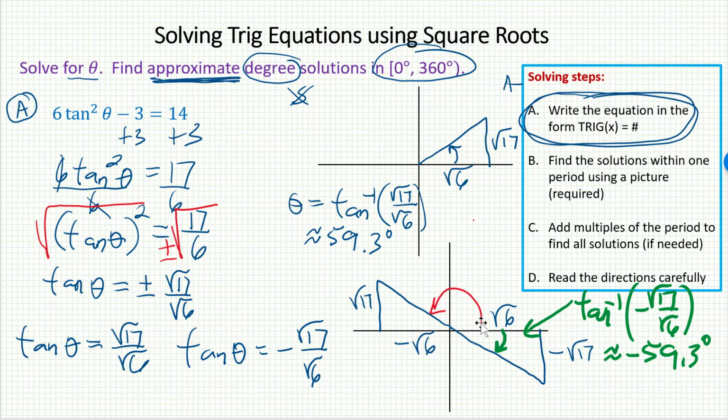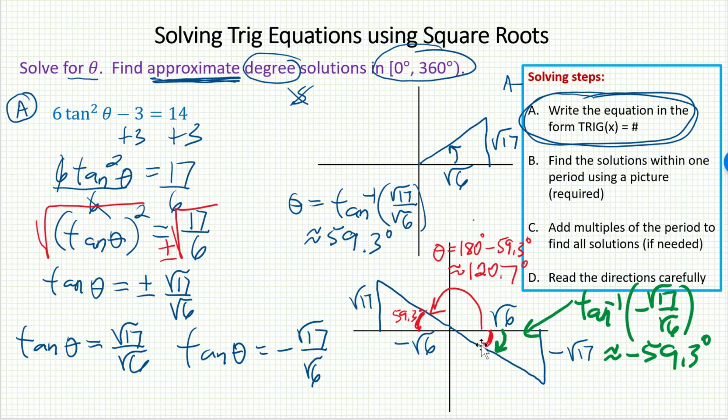Well, there's a couple of different ways you could think about it. One way would be to use reference triangles. I mean, obviously, this little angle here is the same as this angle here. So this is another 59.3 degrees. All I have to do to get the red angle then is subtract 59.3 from 180. And that's going to give me about 120.7 degrees.